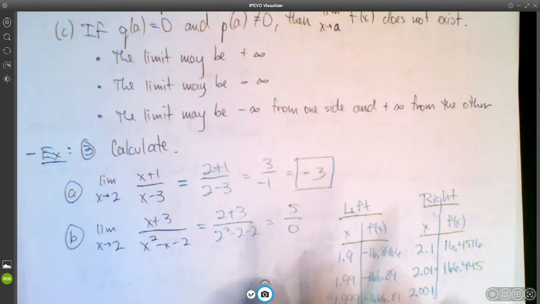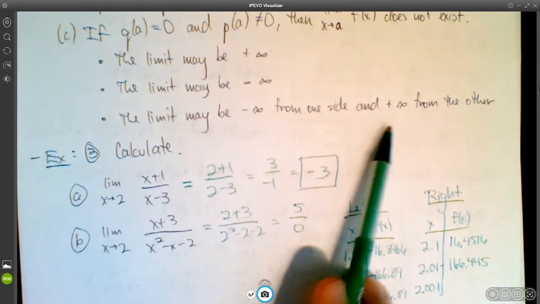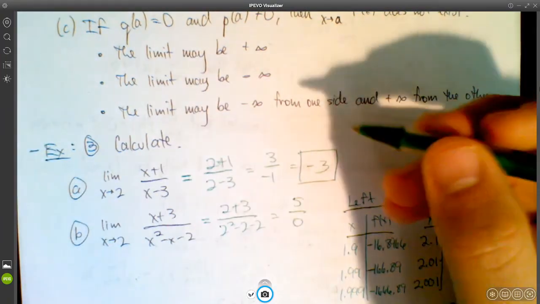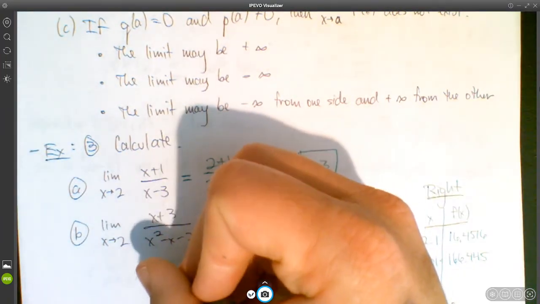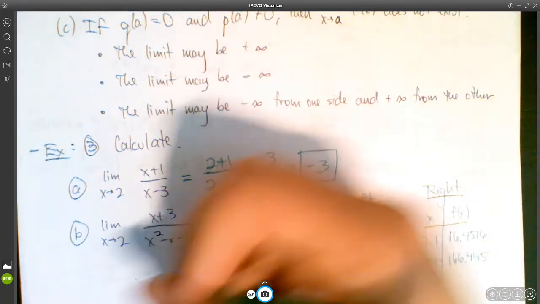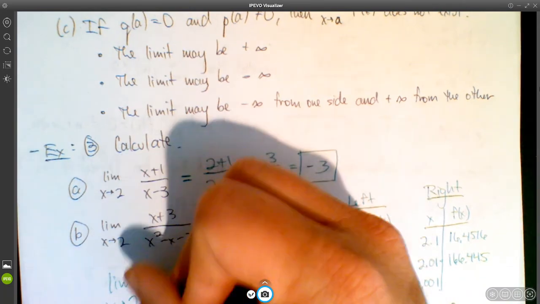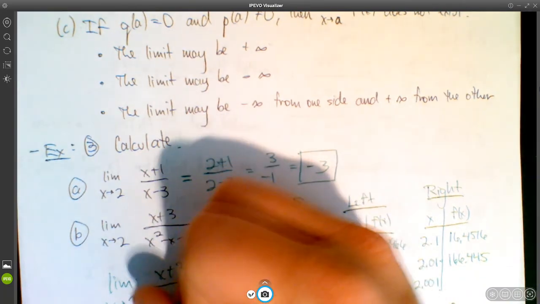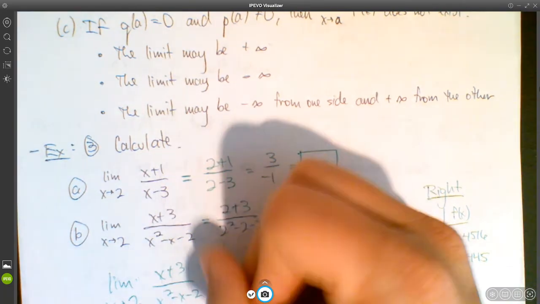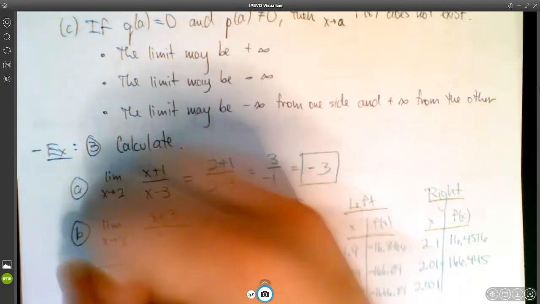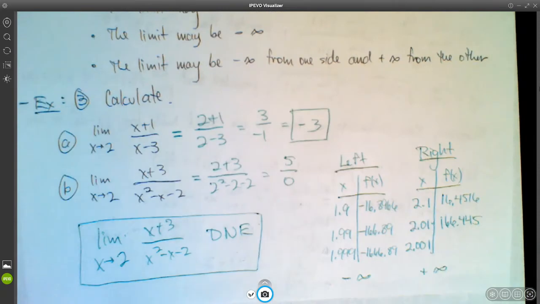So this is like this third case, right? One side is approaching negative infinity, the other is approaching positive infinity. So this limit, we're just going to say this limit does not exist. So the limit as x approaches 2 of x plus 3 over x squared minus x minus 2 does not exist. Okay, that's that.